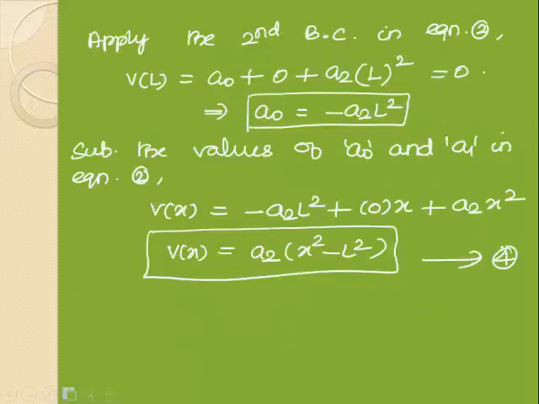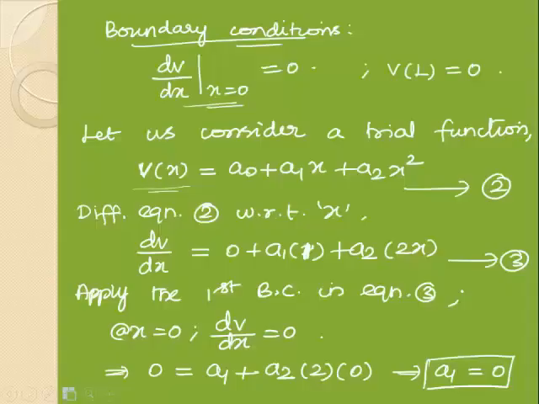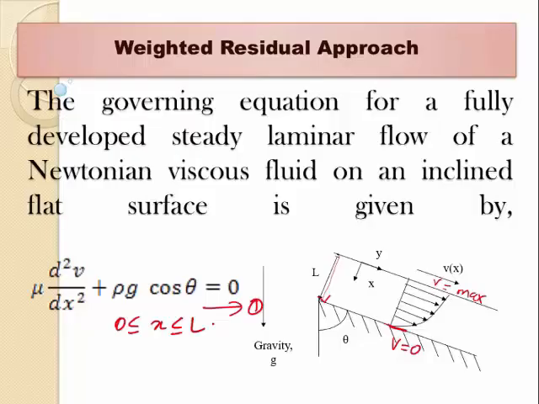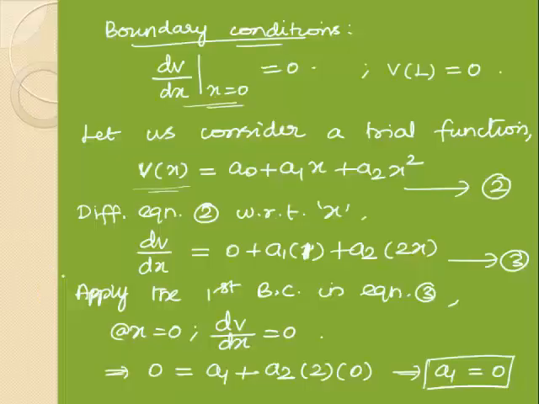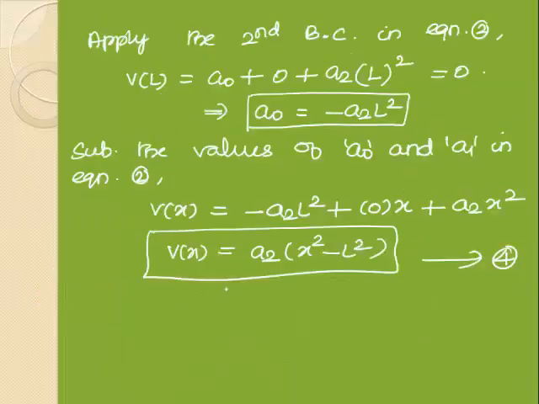Okay, the next step for following the weighted residual approach is to formulate the residual function. For getting the residual function, we have to raise this trial function presented in equation 4 to the order of the given differential equation. So the given differential equation is of order 2. So we have to raise the considered trial function presented in equation 4 to order 2. So for that we have to differentiate equation 4 with respect to x twice.